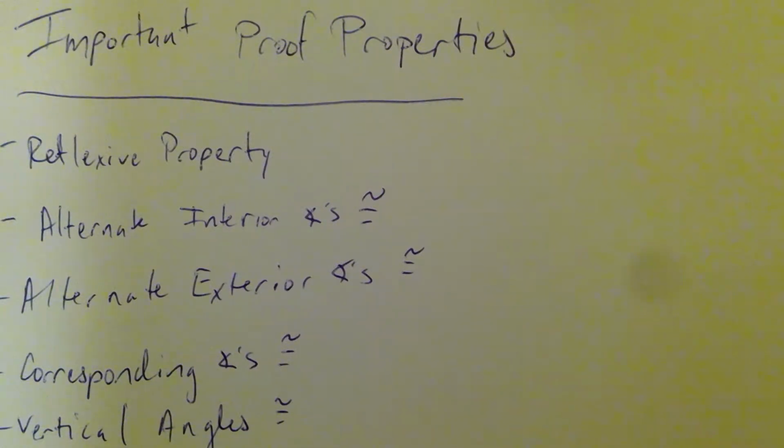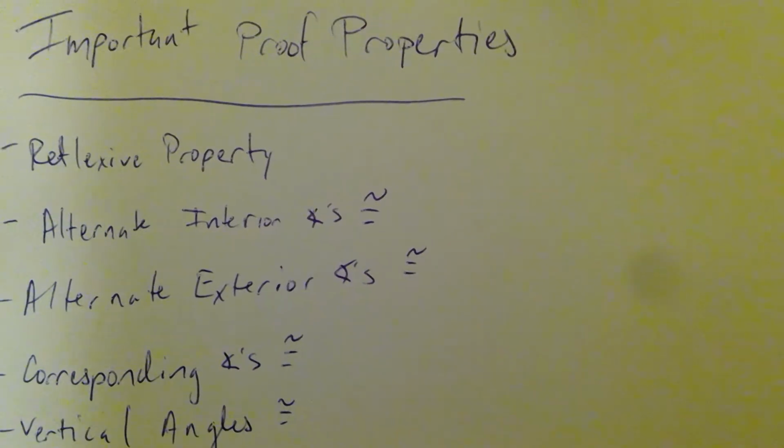This is Mr. Herman. Before we begin with proofs, we're going to review some proof properties that we'll be using. Now, all of these you've seen before, but we want to make sure that you have a review of what they are, what they look like, before you begin writing proofs. It's important to recognize these properties because they will be crucial in writing our proofs later on in this unit.